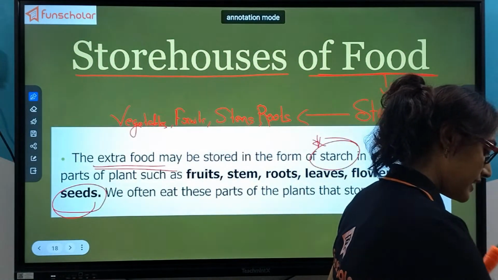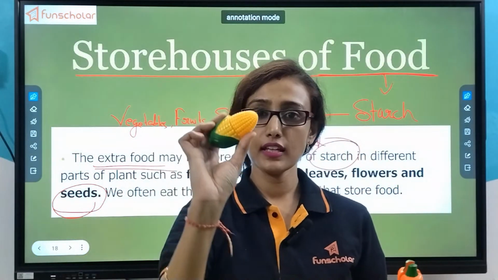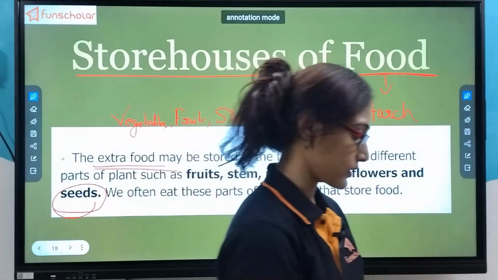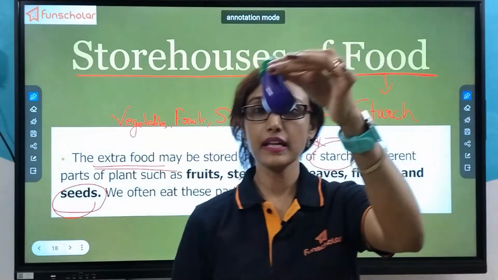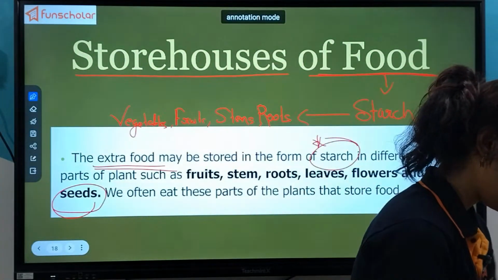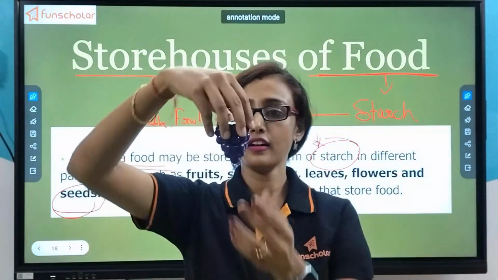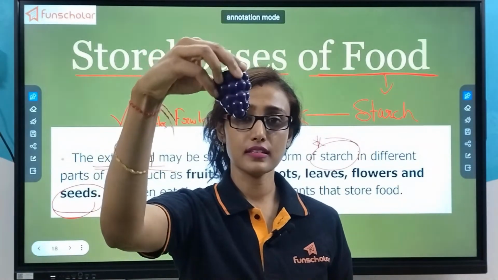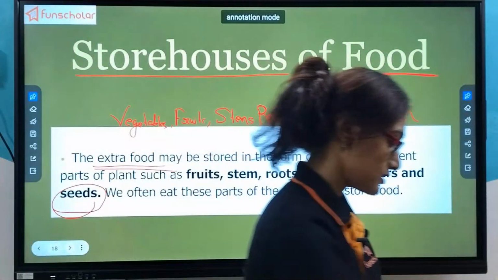Okay. Then you like bhutta. You see, this is corn. You do eat it? Okay. Then brinjal. You eat it? Right. Then there is grapes. See, what is this? This is vegetables.